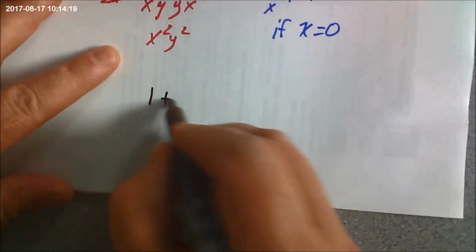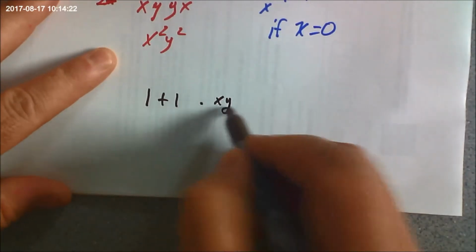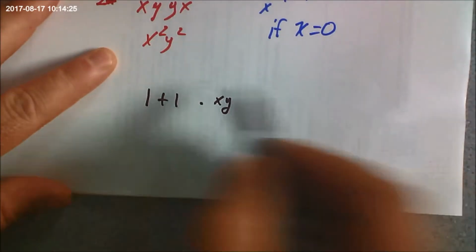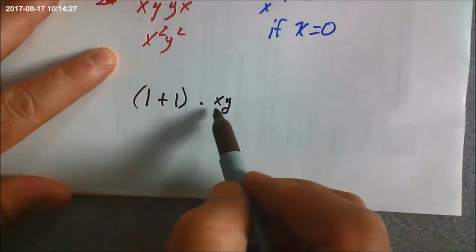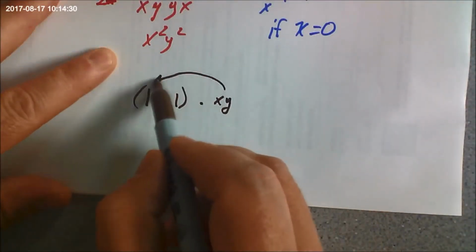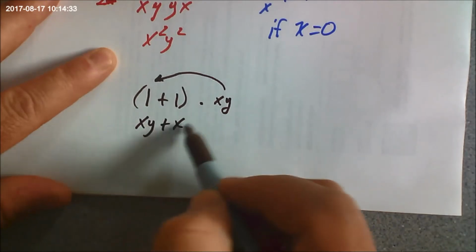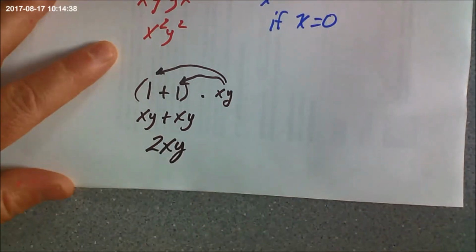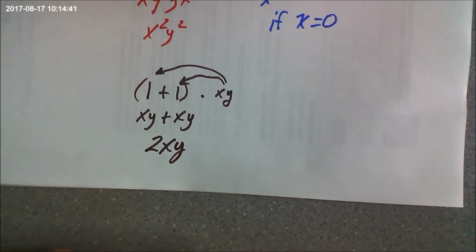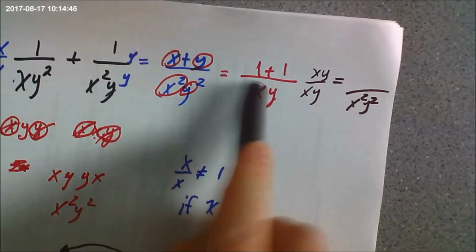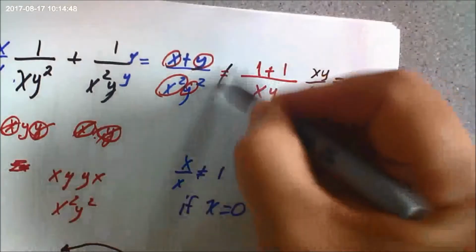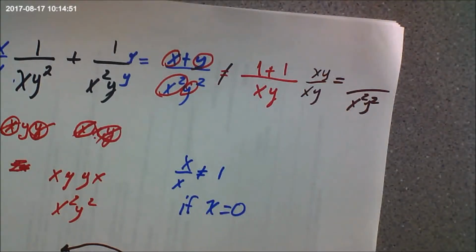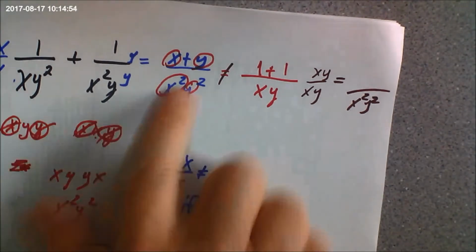I'm gonna write this down here somewhere, okay? 1 plus 1 times x, y. Now, aren't we really multiplying the whole numerator times something? So wouldn't this be xy plus xy? And wouldn't that really equal 2xy? So these aren't the same. This and this are not the same. Whoa. Turns out this cannot be reduced.